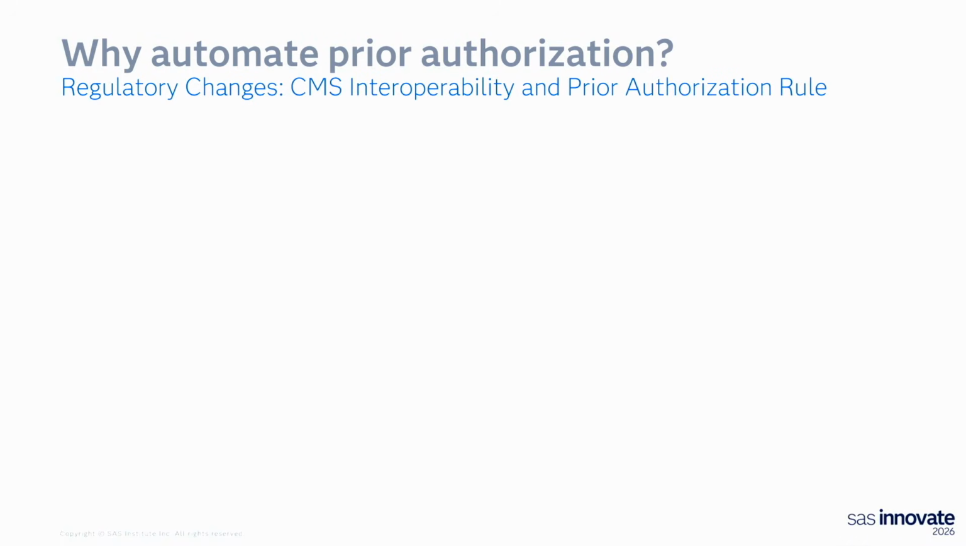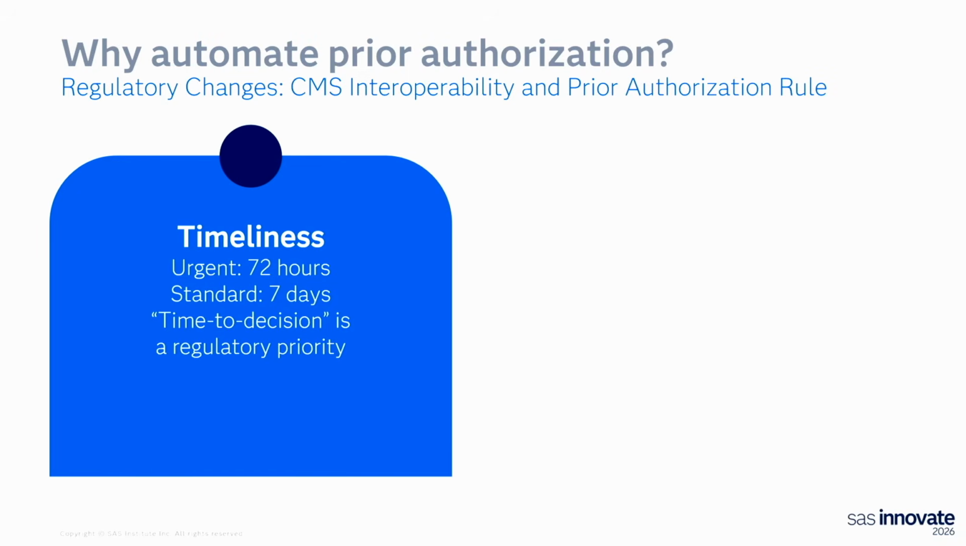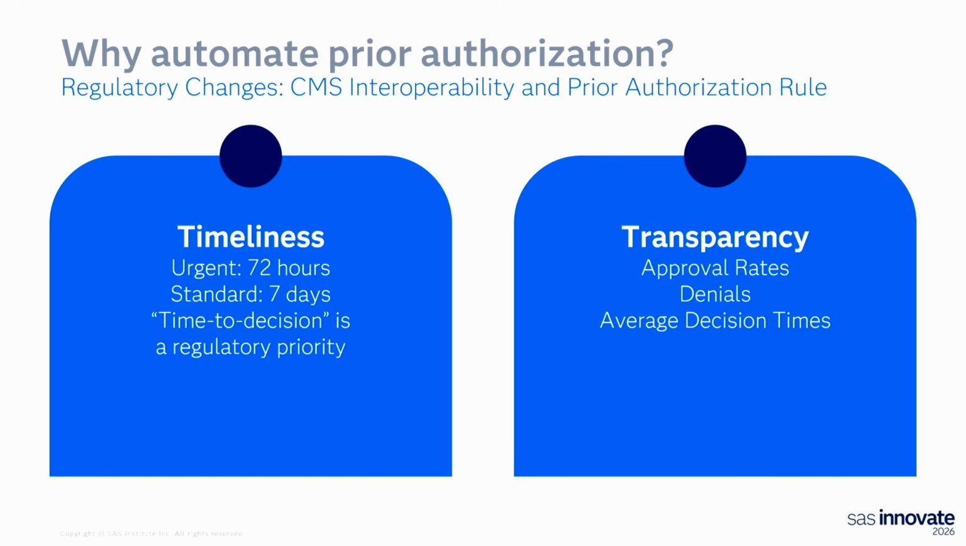So I'm going to talk about automating prior authorization. And the first question you might be asking is, why are we talking about automating prior authorization? Well, you're probably all aware that we had some regulatory changes go into effect earlier this year in January and March. Those are focused on the timeliness of these decisions and also the transparency. Affected payers are now required to publish their approval rates and their average decision time. So you can see there's a big focus on expediting this process. So what we wanted to do is look at how we can help with that.